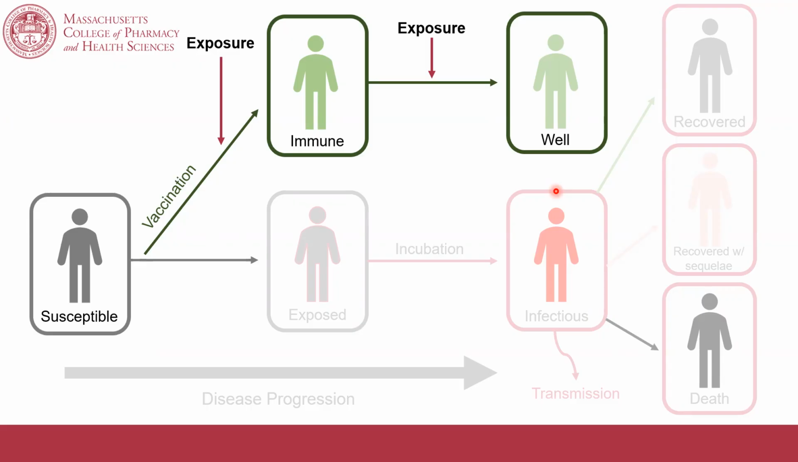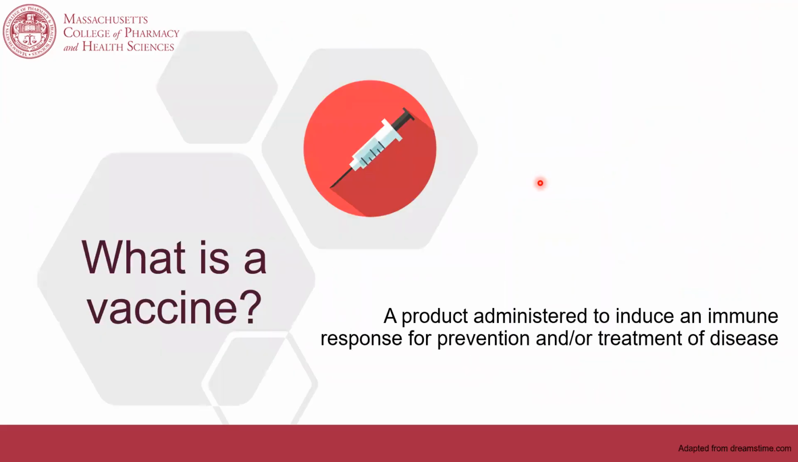But in general, how good the vaccine is really depends on the type of immune response the vaccine induces, the rate of antibody decay, the type of vaccine itself, and of course, the host genetic and environmental factors. So what is a vaccine? I have a definition here: a product administered to induce an immune response for prevention and or treatment of disease. And this is the simplest definition I can create for you all.